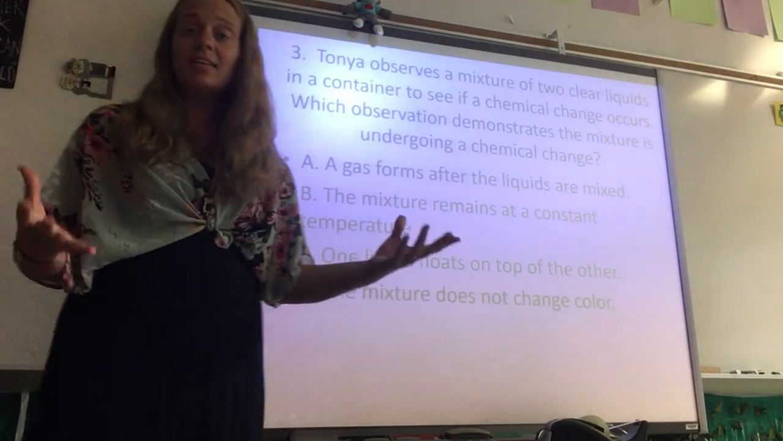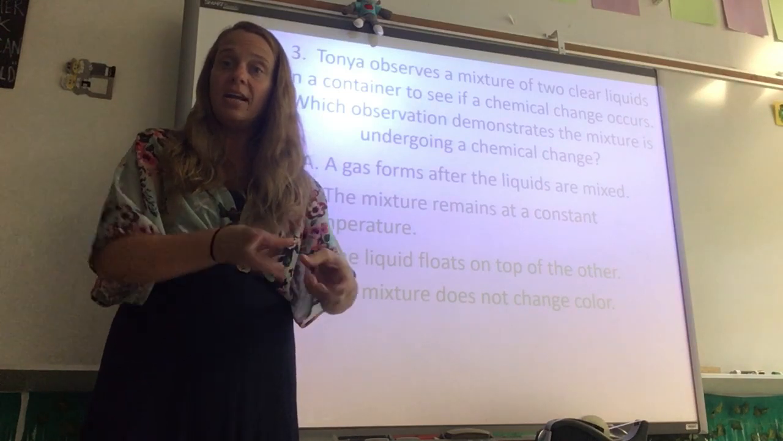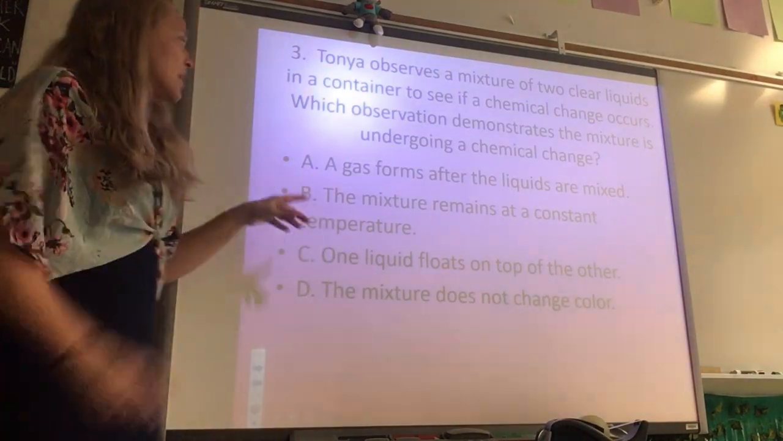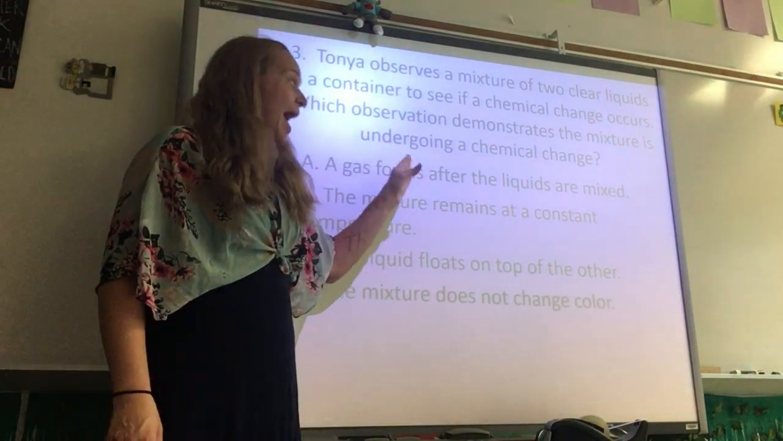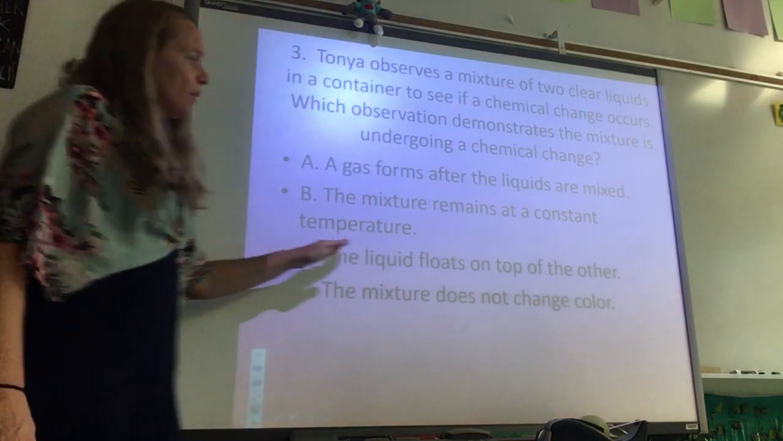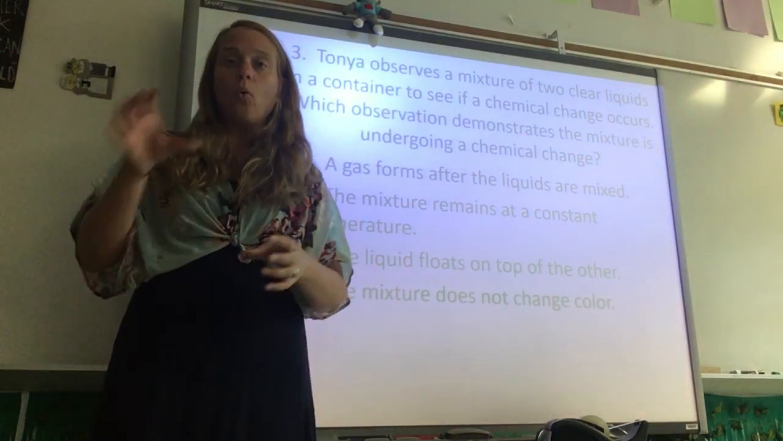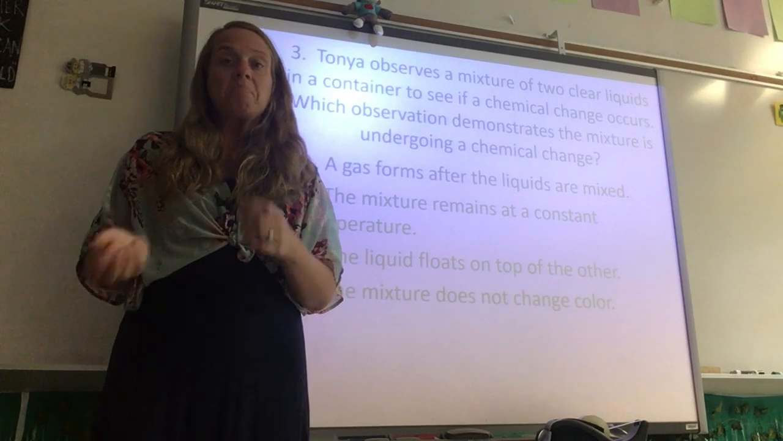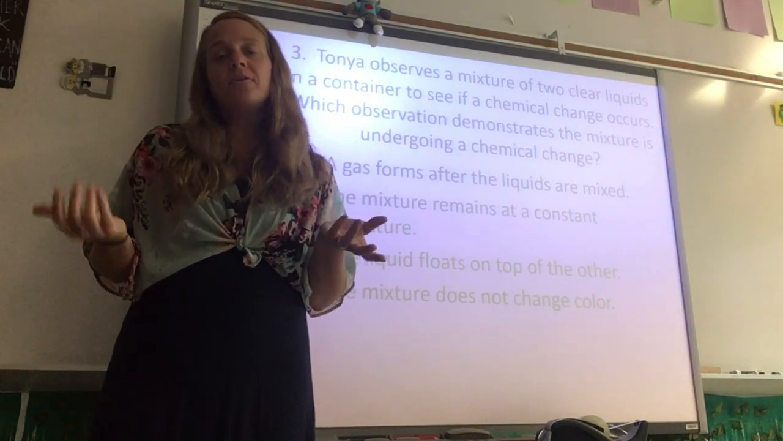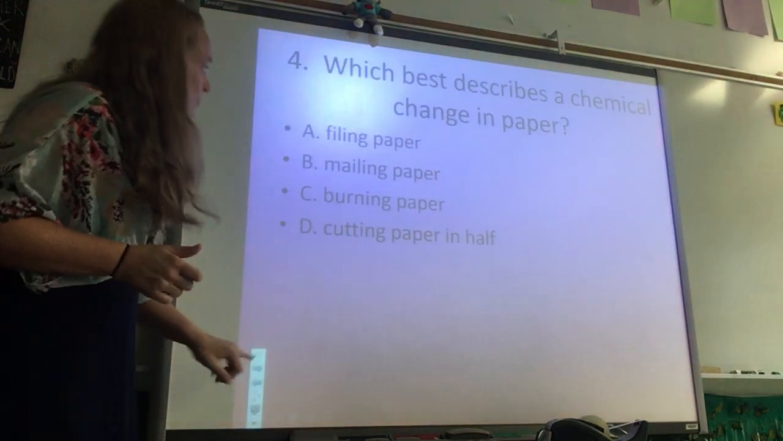And this is kind of like the experiment we did yesterday when we mixed the vinegar and the baking soda and it made the balloon blow up because of the gas that was formed. So the correct answer is A, a gas forms after the liquids are mixed. So it made a new substance. One liquid floating on top of the other. If you guys have ever put oil and water together, you will see that the oil floats on top of the water. But it didn't make anything new. It's still just oil and just water. So there is nothing new produced. And it could be undone if you had a lot of time on your hands. All right.